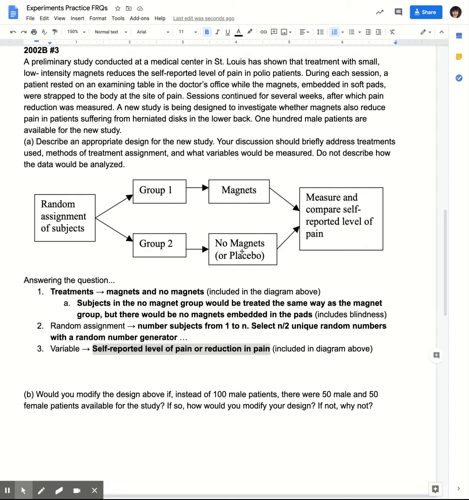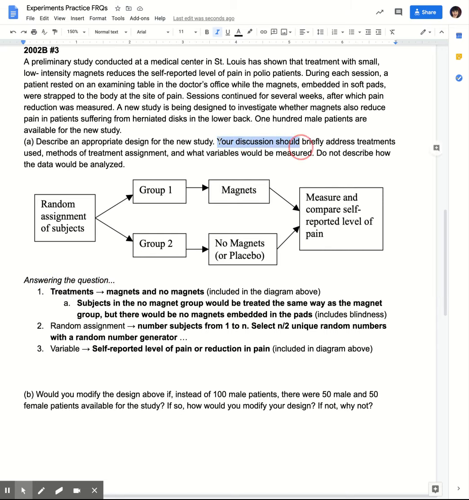Okay, or you could have called it a placebo, right? And then at the end, you measure and compare the variable that you're looking at here, which is self-reported level of pain, right? That's how most of these pain studies are done in the medical field. Okay, and then I put a little note for you at the bottom here that says we want to make sure we actually answer the question.